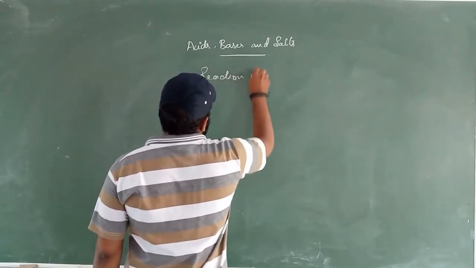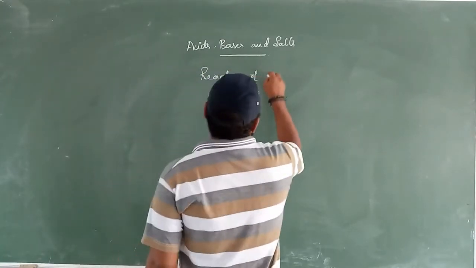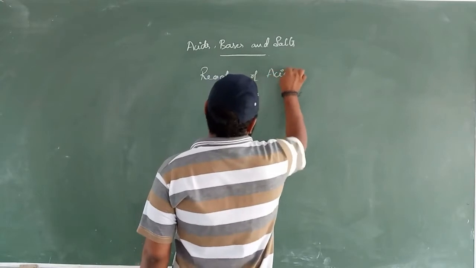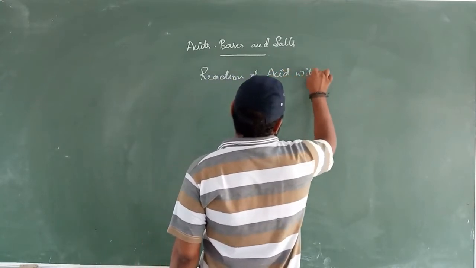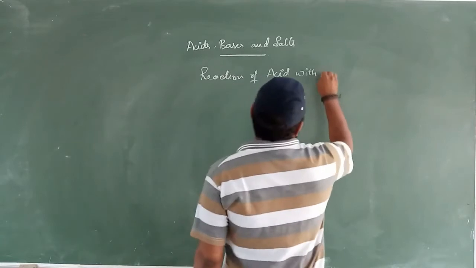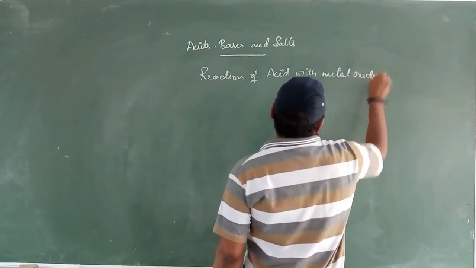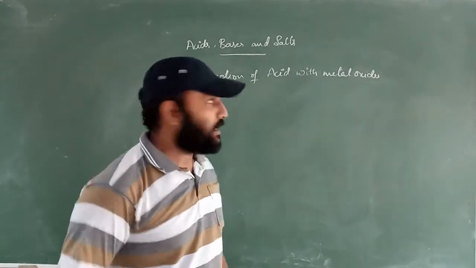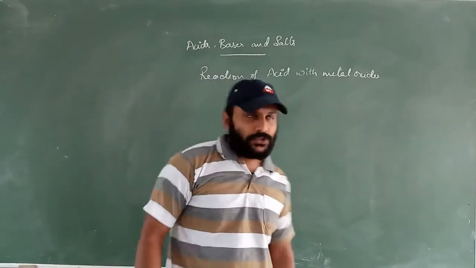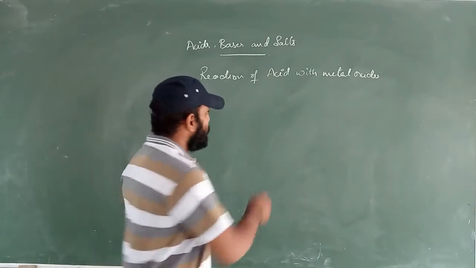the reaction of acid with metal oxides. Let's see what happens when we react an acid with metal oxides. Here, what do we require? We require one test tube.